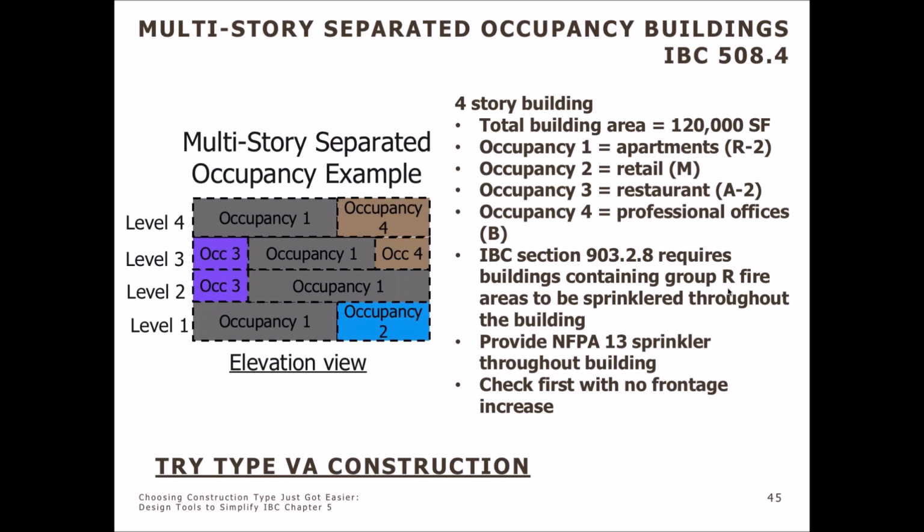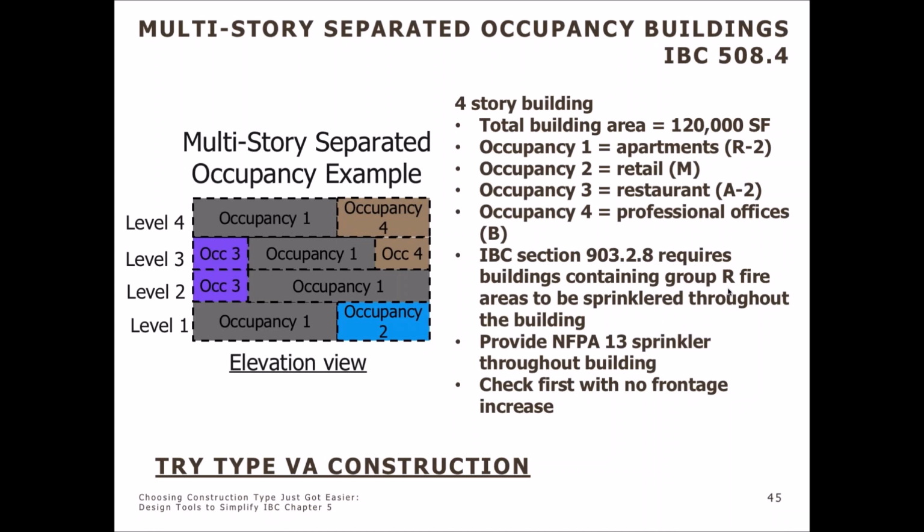So this is our example. Let's look at a 4-story mixed-use building. We have 4 different occupancies. Each floor is 40,000 square feet, so we end up with 120,000 square feet total. Occupancy 1 is some apartments. So you can see we have some apartments on each of the 4 levels. We have some retail space on the 1st floor. We have some restaurant space on the 2nd and 3rd floors. And then we have some office space on the 3rd and 4th floors.